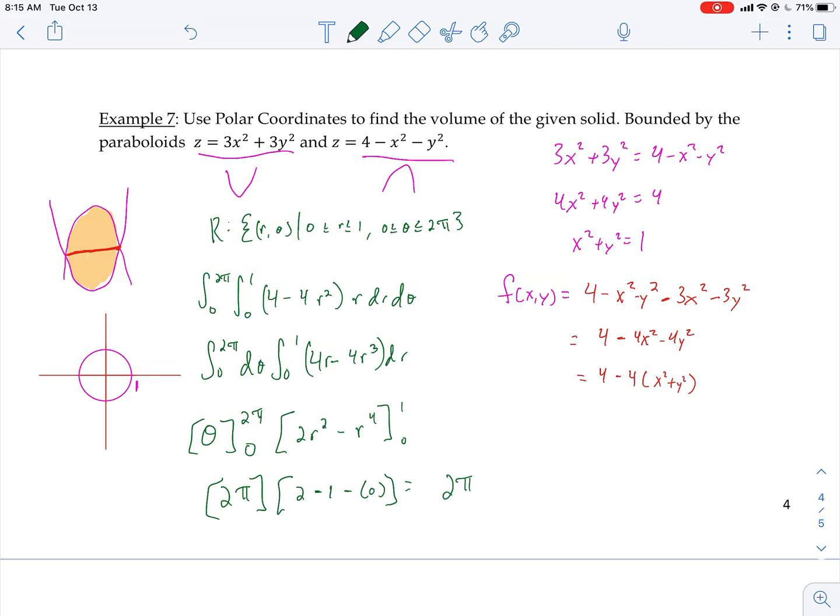So that's the volume in between the two paraboloids. So 2 pi units cubed. Alright, and that's it. So hopefully you found that this section wasn't that difficult.